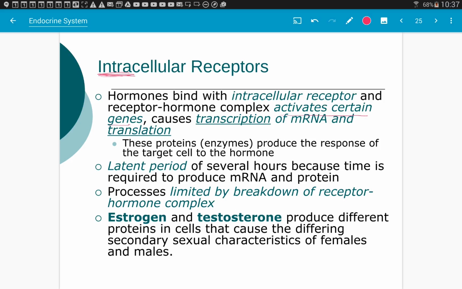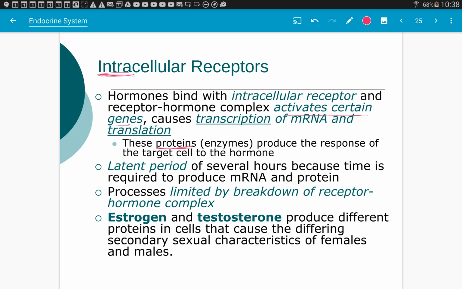So if you remember transcription, you're transcribing DNA into mRNA. And then translation, you are translating that genetic code into proteins, or protein code, okay? And so these proteins that are made as a result of hormones that bind to intracellular receptors are able to produce a response fairly quickly.